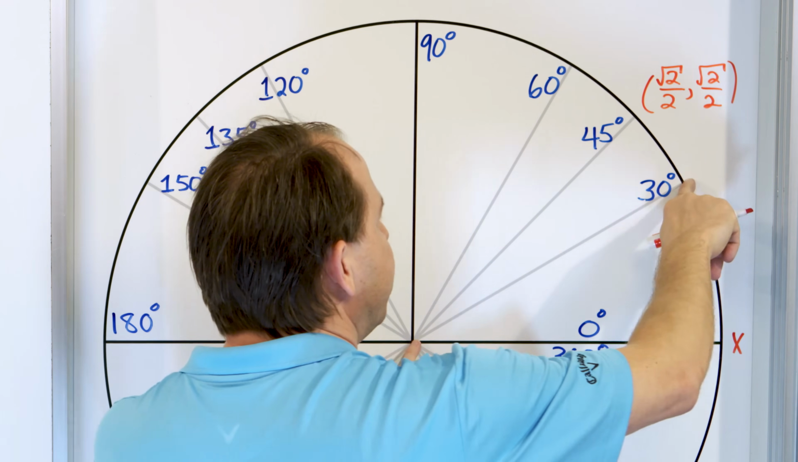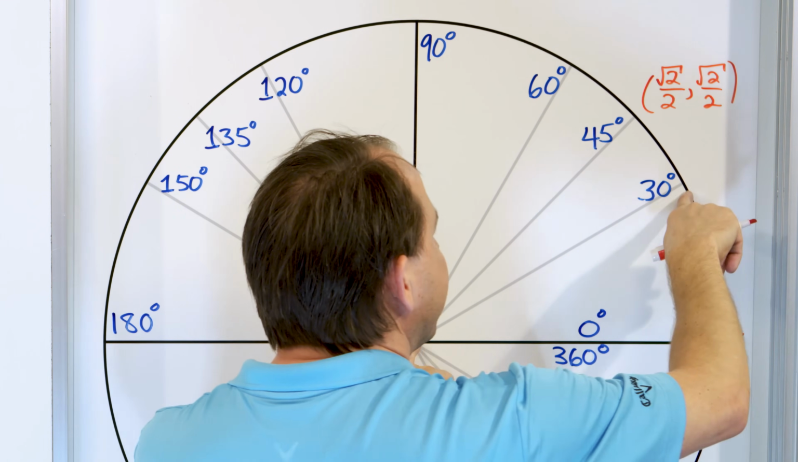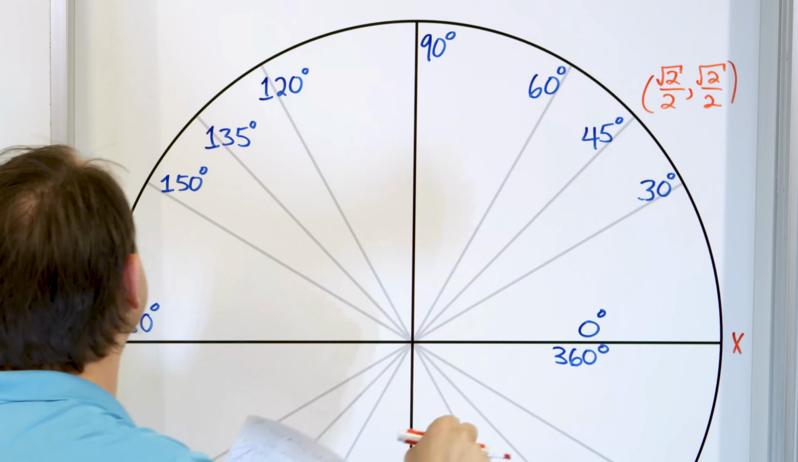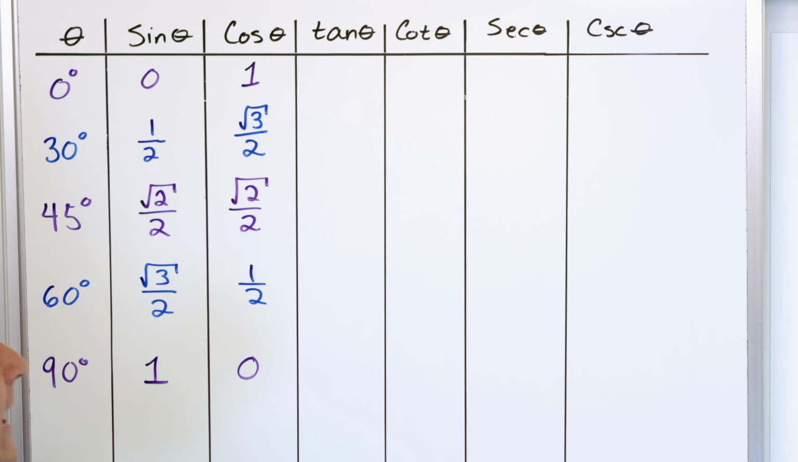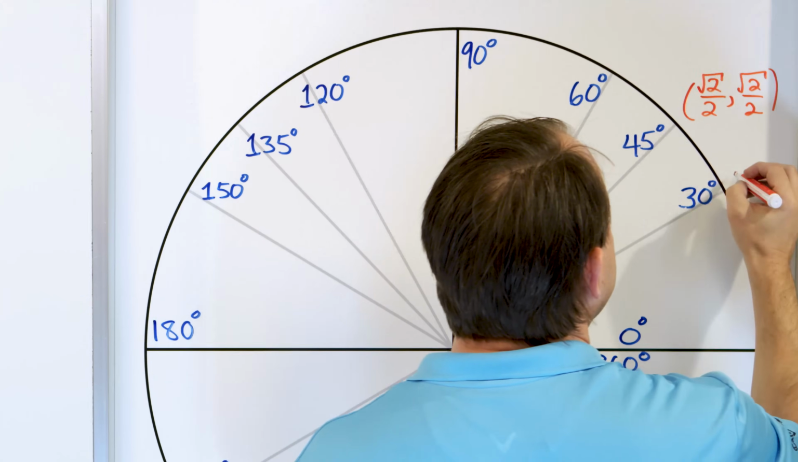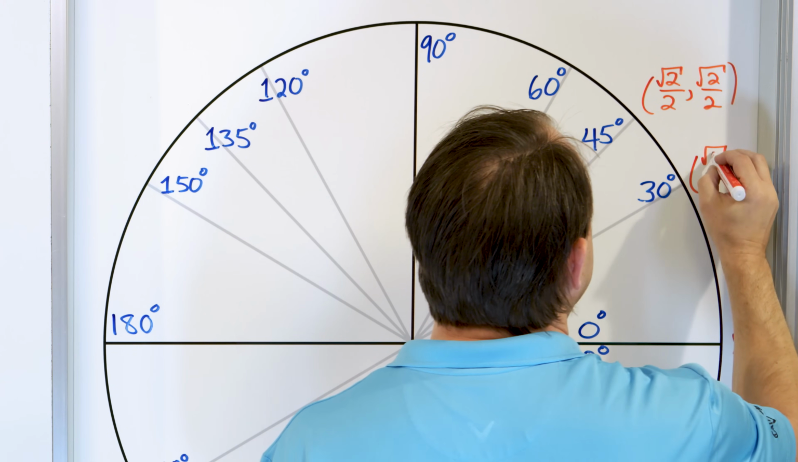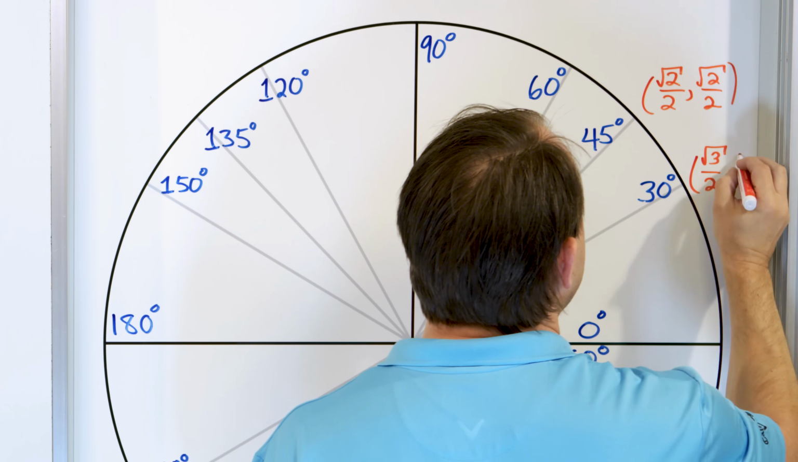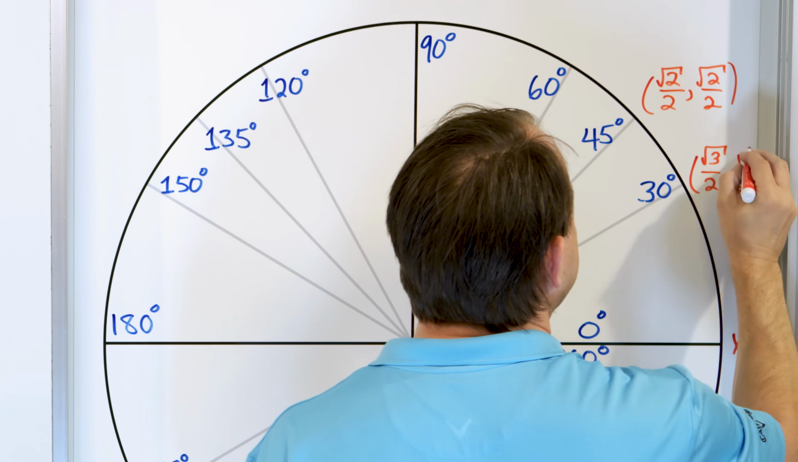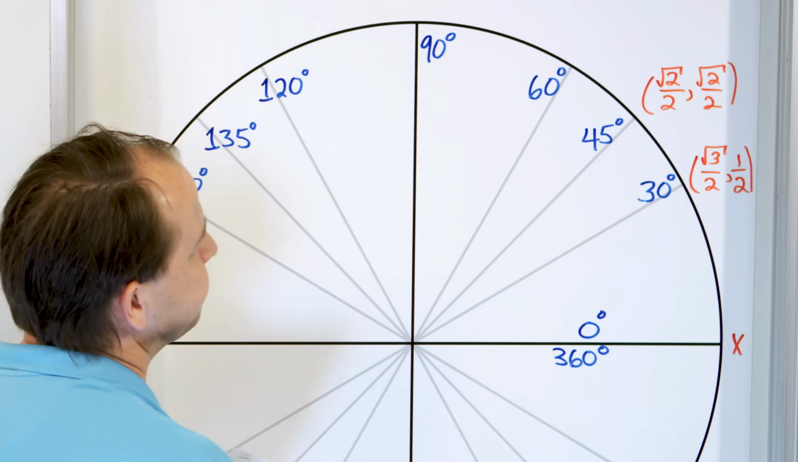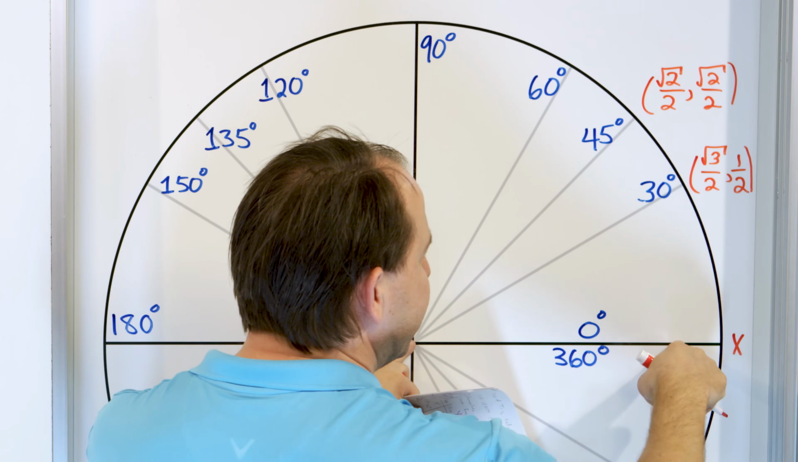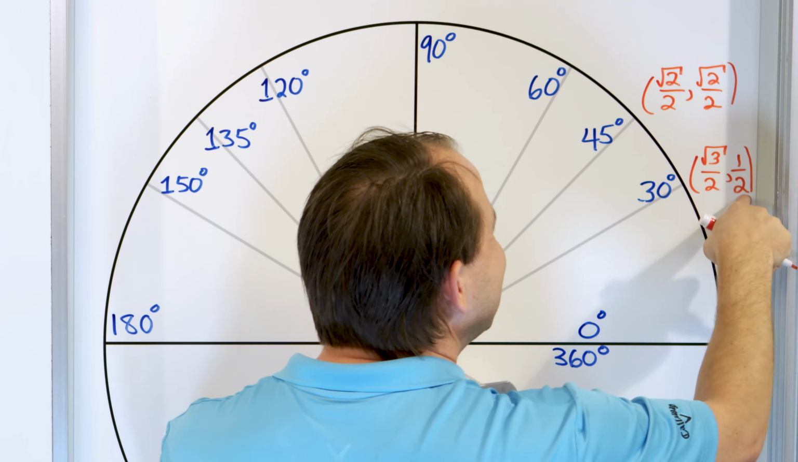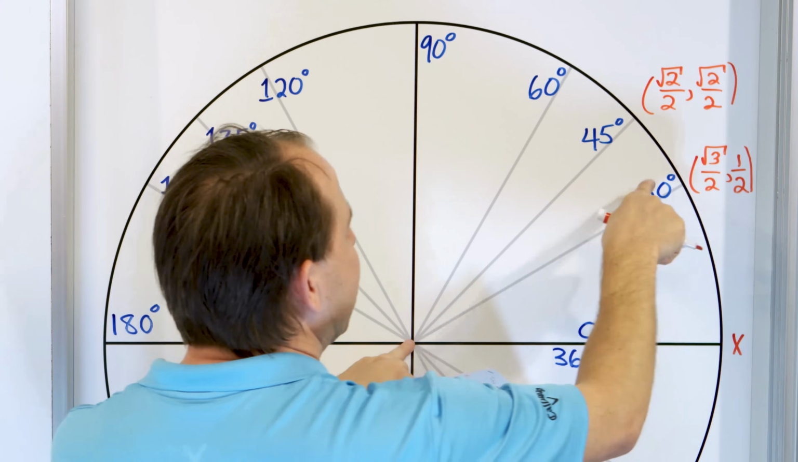So what would the point be right here? Well, the cosine of 30 is square root of 3 over 2, but the sine is 1/2. So what you would have over here is square root 3 over 2, comma, 1/2, like this. Because the cosine, which is the x value, is square root of 3 over 2, about 0.866, and the sine would be 1/2, which is this projection right over here.